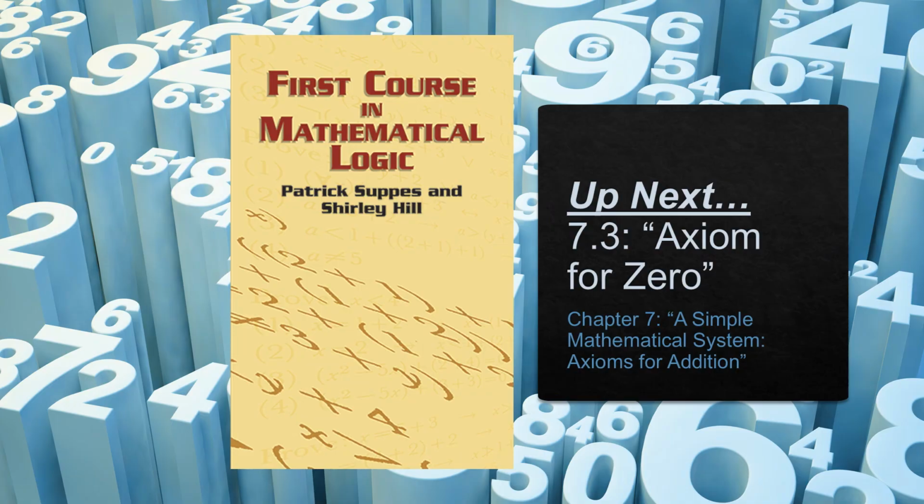We will continue to work on the textbook First Course in Mathematical Logic by Patrick Suppes and Shirley Hill as we build a simple mathematical system. Now this simple mathematical system, by the way, is essentially a group. A group is an idea that comes from abstract algebra. It's kind of interesting, and in the next video I want to cover this a little bit more, but a group, let's just call it G, essentially is just a set of elements together with a binary operation. This binary operation might be addition, it might be multiplication. In our case, obviously, it's addition.